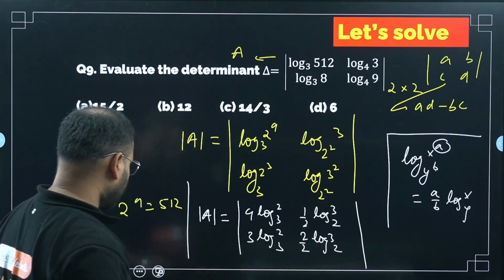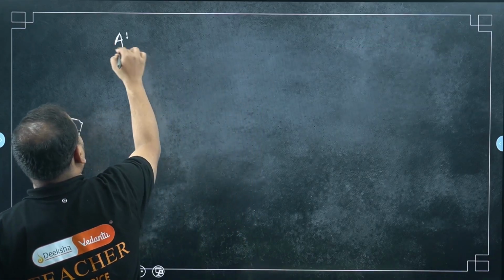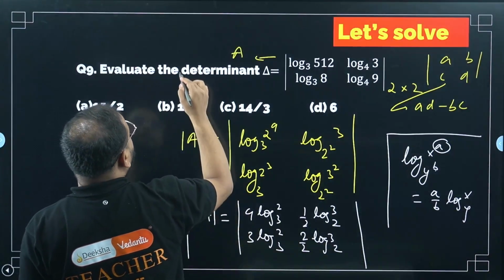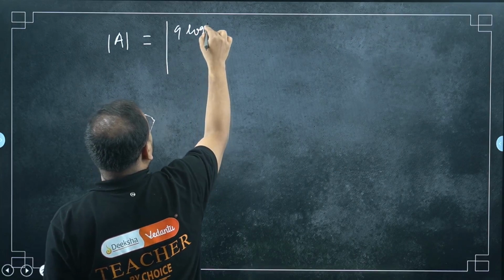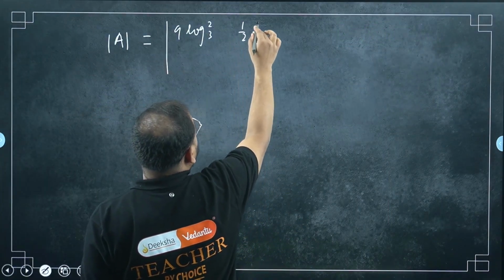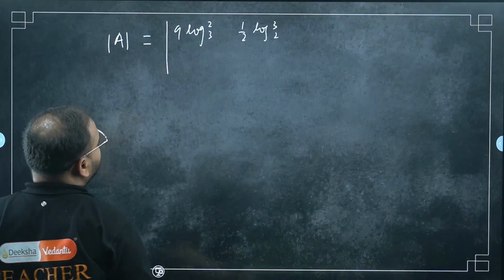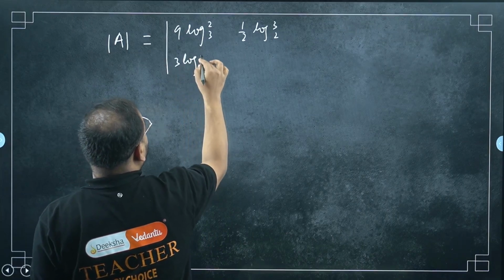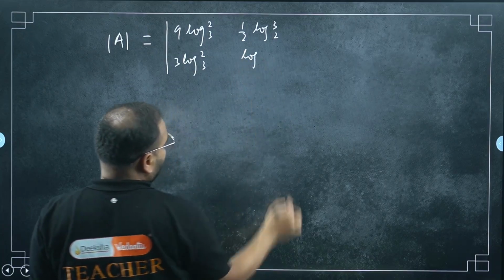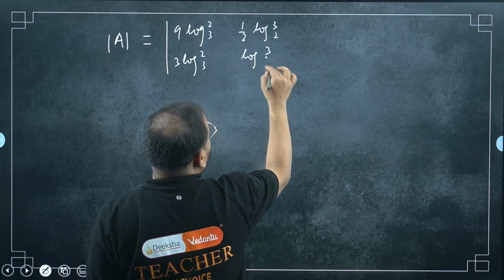Okay. Now see here. I'll write the same thing again. So my determinant A will look like this. 9 log 2, 3. 1 by 2 log 3, 2. 3 log 2, 3. And 2 by 2 is basically 1, so I can write it as log 3, 2.